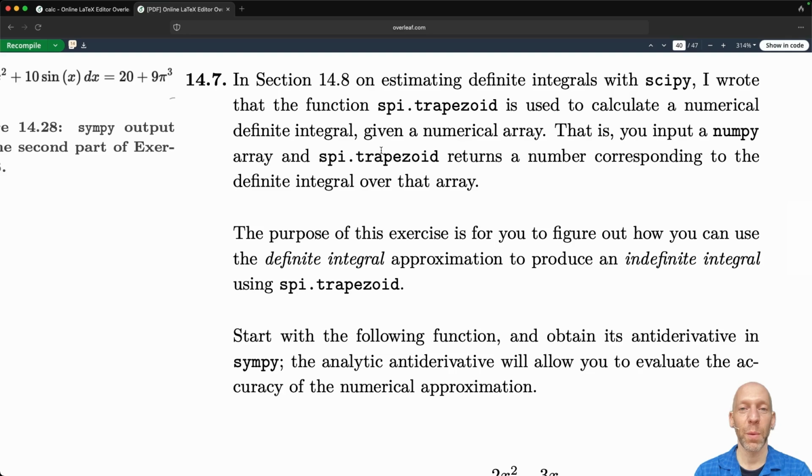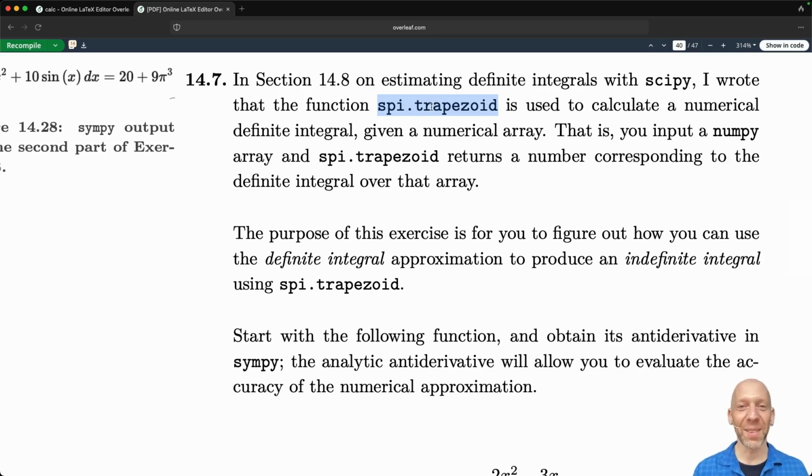Okay, so here's what we want to do. We are going to use the method trapezoid that implements the trapezoid rule, which you learned about in an earlier chapter with regards to Riemann sums. So SPI, the SciPy module for integration, dot trapezoid. Now, this function does not calculate an indefinite integral. It can only calculate definite integrals. But we are going to use that function to approximate an indefinite integral.